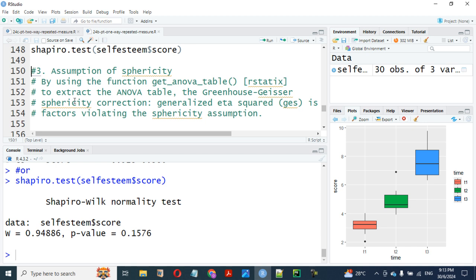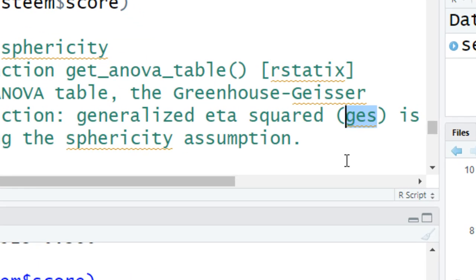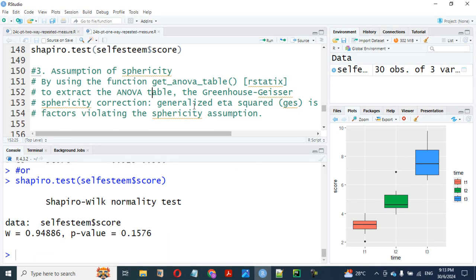We are going to get that one very soon by using the function get ANOVA table. In that library, we can extract the ANOVA. We use it to extract the ANOVA table, the Greenhouse-Geisser sphericity correction, otherwise called generalized eta square, is factor violating the sphericity assumption. So we are going to get the GES, right? GES will show us if it is significant or not. If we meet the assumption for sphericity, we know that using GES, right? This generalized eta square will show in our ANOVA table.